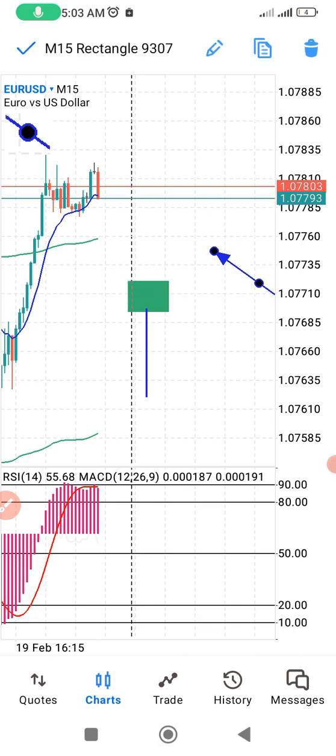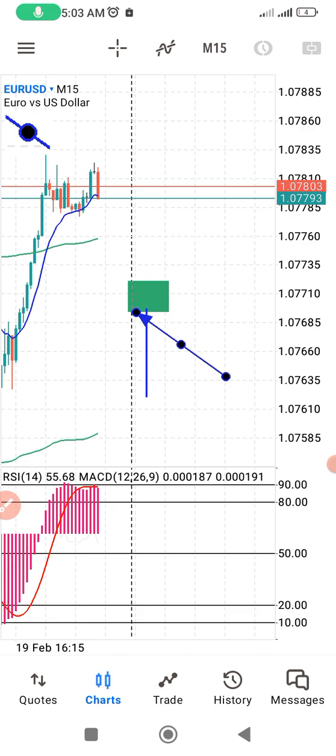So your entry, there are three ways of trading rather. Your entry is going to be at this point, at the close of the market. That is one. And your stop loss is up to 5 pips below the wick.